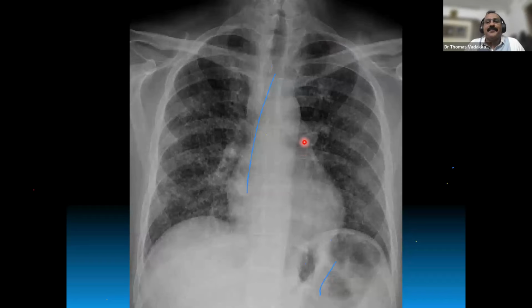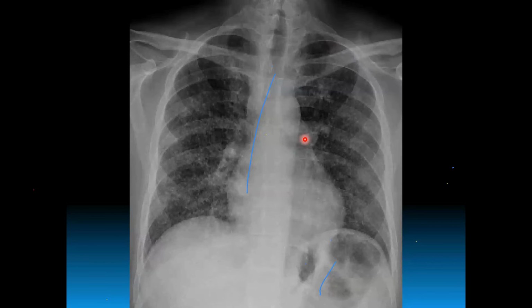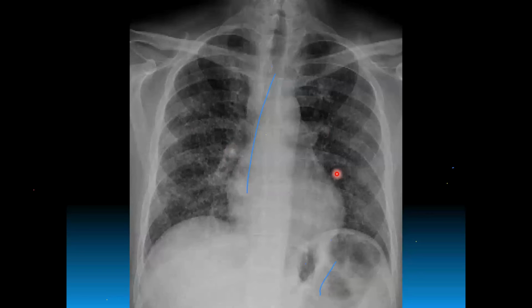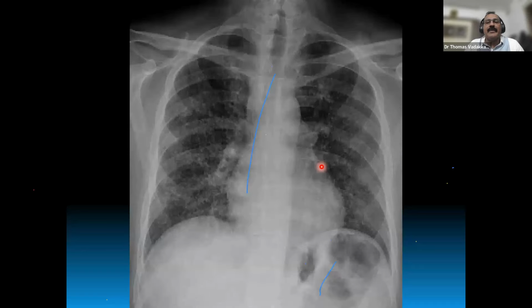Can anyone please? Miliary. Yeah, miliary. Yeah, very good. So this is miliary tuberculosis, mostly tuberculosis, miliary shadows. Miliary shadows have their own differential diagnosis, but in our state, in our country, the most common differential diagnosis is miliary tuberculosis.